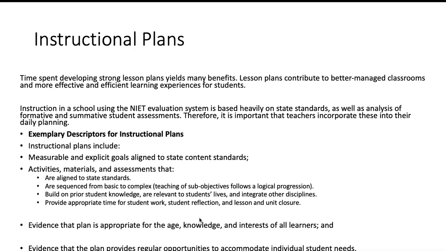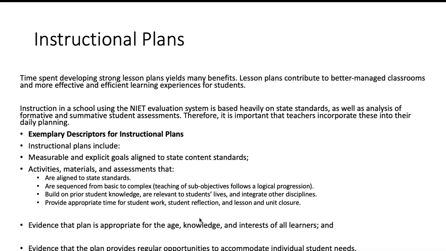But what I need to see is that your instructional plans include measurable and explicit goals aligned to the state content standards. Isn't that what we have to provide to our administrators? Also, activities and materials and assessments that are aligned to those state standards. So I need to see that everything you are doing goes back to the Louisiana state standards. I need to see that everything's sequenced correctly, right? We can't just go from 0 to 60.